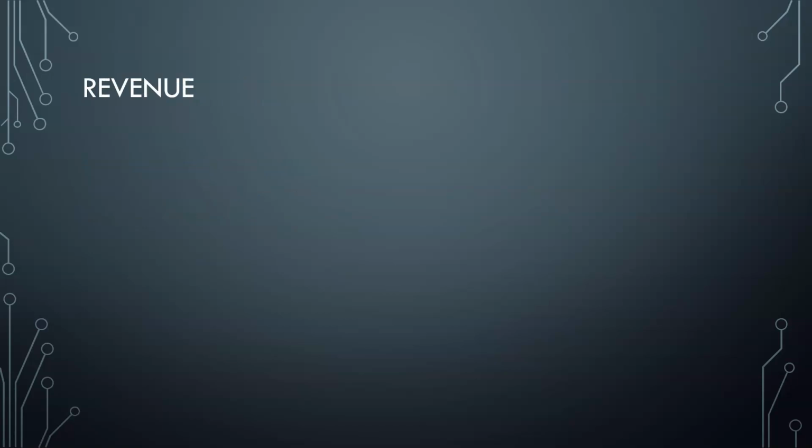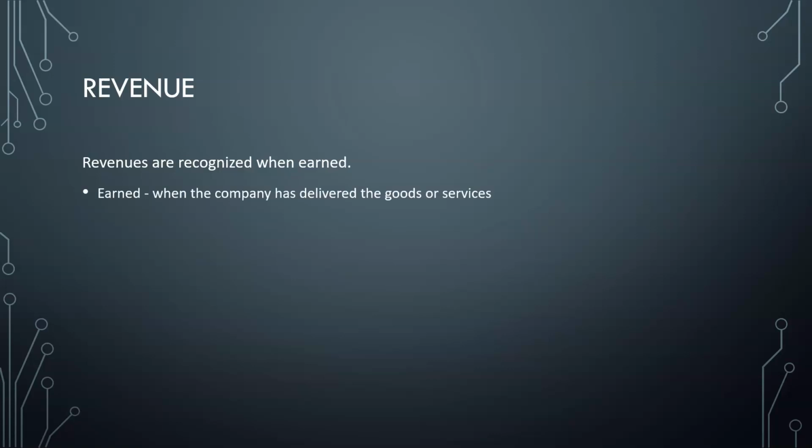So for revenue under the accrual basis, we said revenues are recognized when earned. Earned means when the company has delivered the goods or services. So when the company has performed their part, when they've done everything they're required to do, revenue is earned by the company.